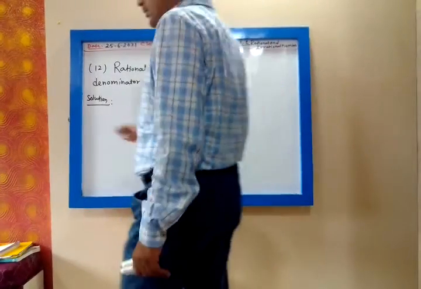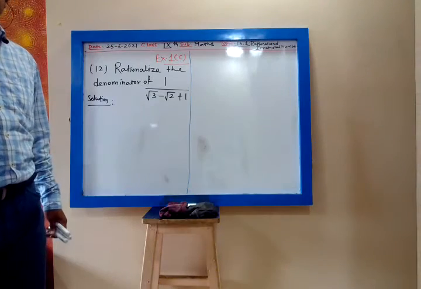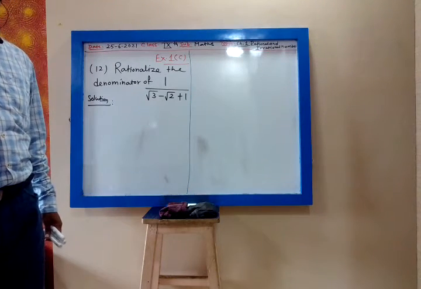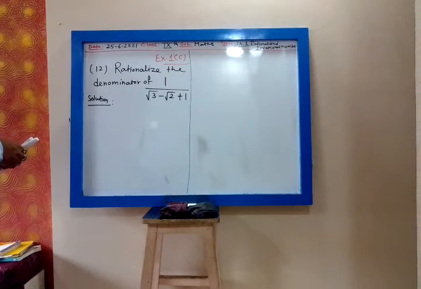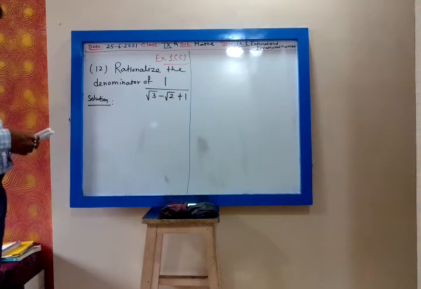Yes, yes, yes. I am going to explain how to rationalize the denominator if there are three terms. So write down this: rationalize the denominator of 1 upon root 3 minus root 2 plus 1.